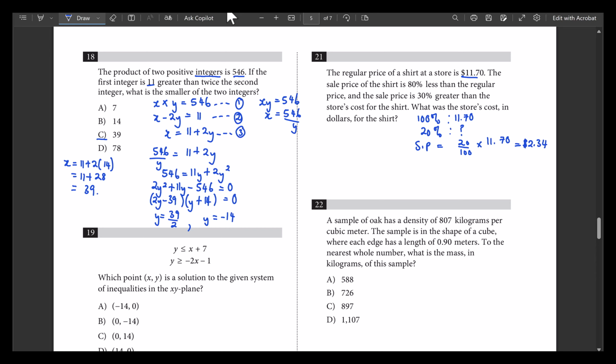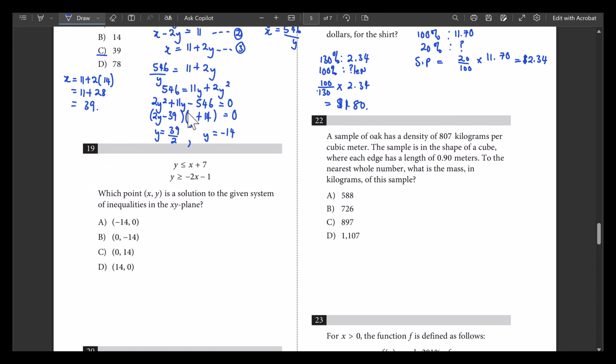Now we're told that the sale price, which is what we just calculated, is 30% greater than the store's cost for the shirt. If it is 30% greater, we are going to say 100 plus 30 is equivalent to $2.34. What about when it is 100%? The value is going to be less. Hence we say 100, the smaller number, over 130 times $2.34. And we get our answer as $1.80. This was the store's cost in dollars for the shirt.